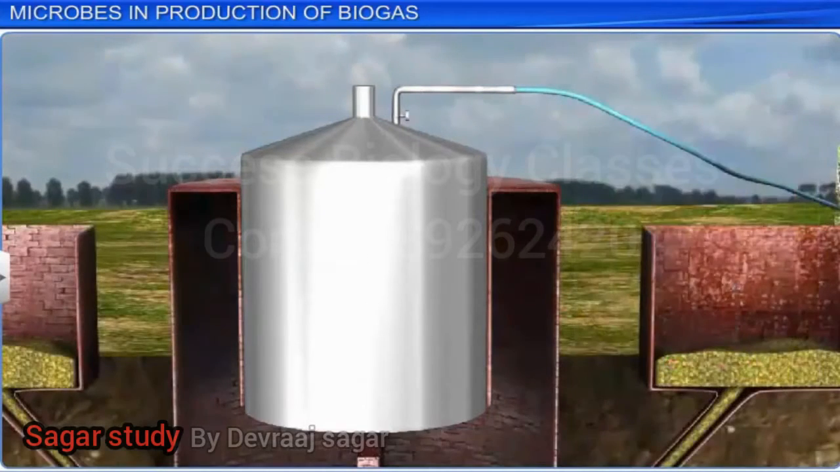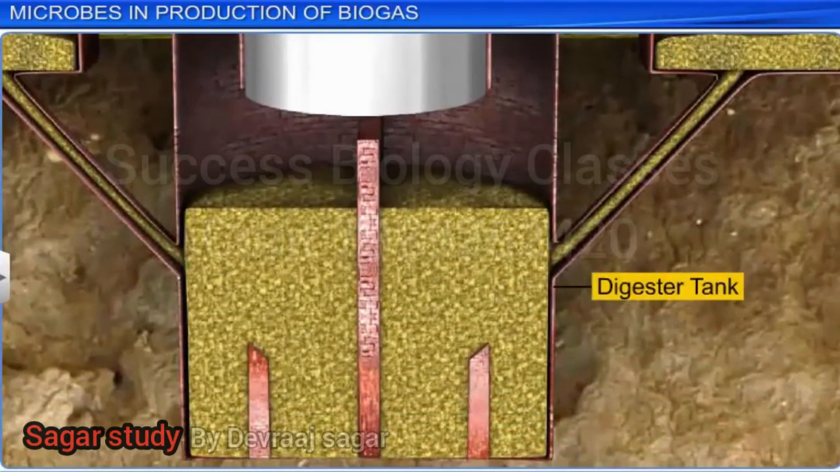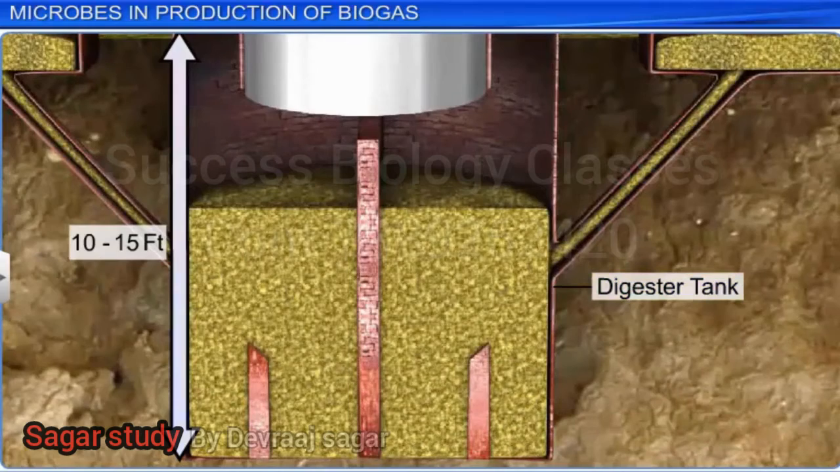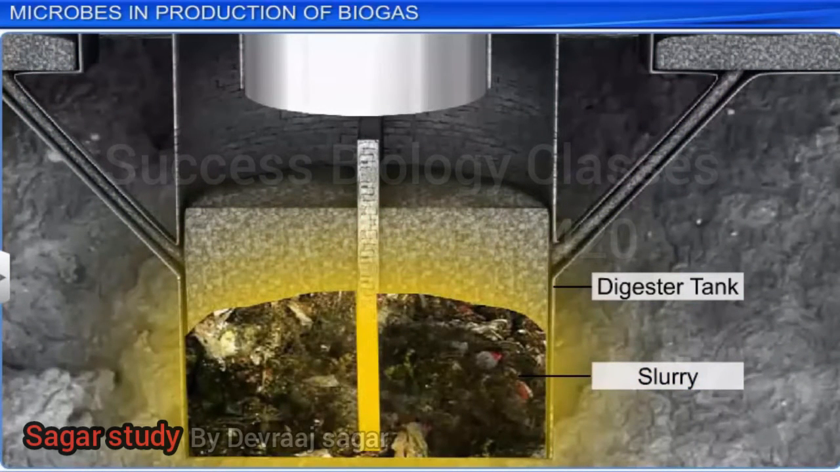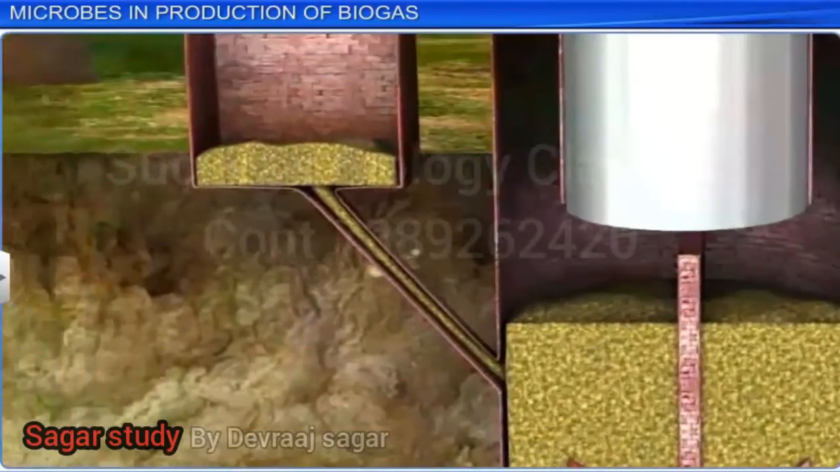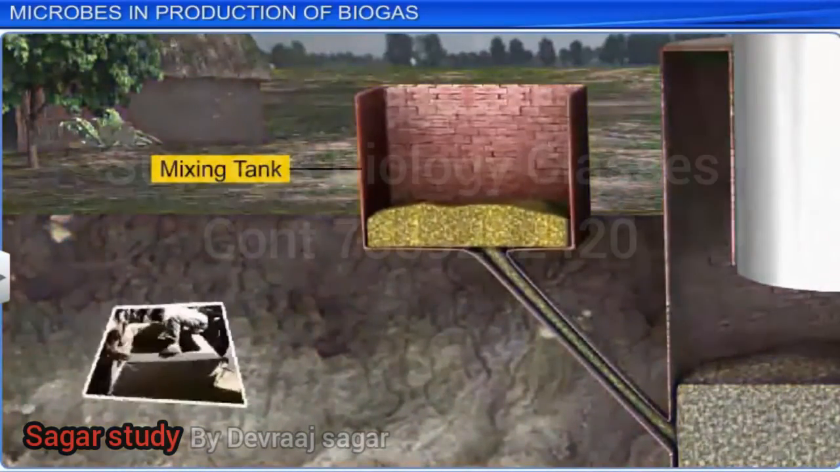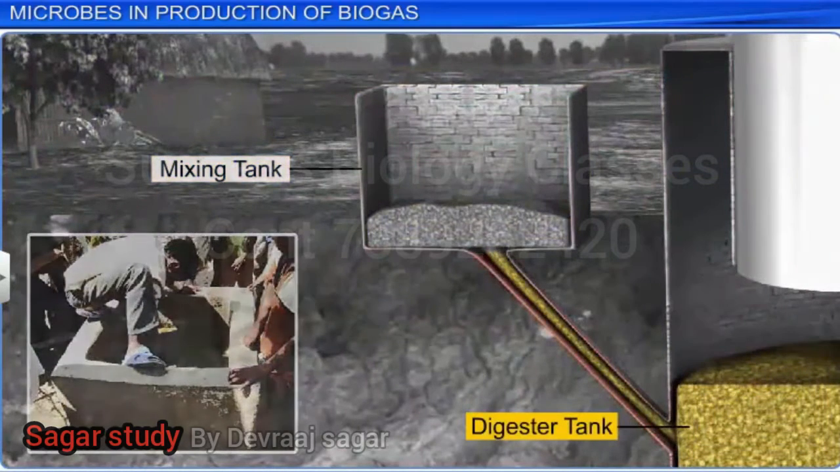A biogas plant usually consists of a concrete tank that is 10 to 15 feet deep, where slurry of dung and other biowastes like plant and animal remains is placed. In fact, the biowastes and cattle dung in the slurry are first soaked in water and mixed in the mixing tank before they are allowed into the main tank, so that they provide the bacteria a suitable medium to grow.